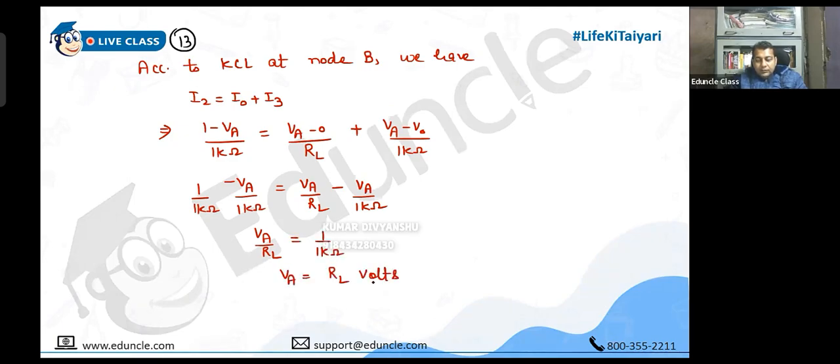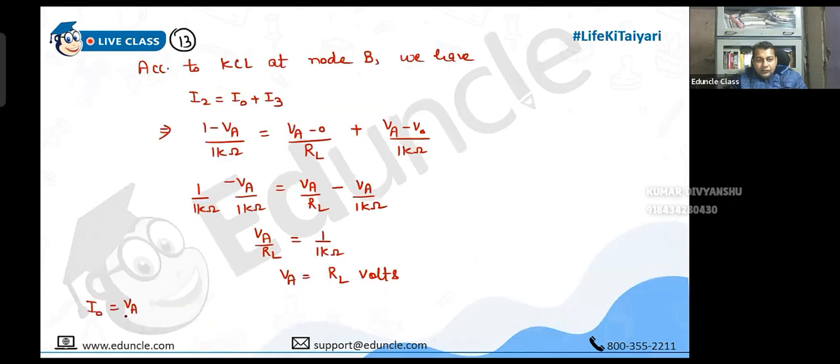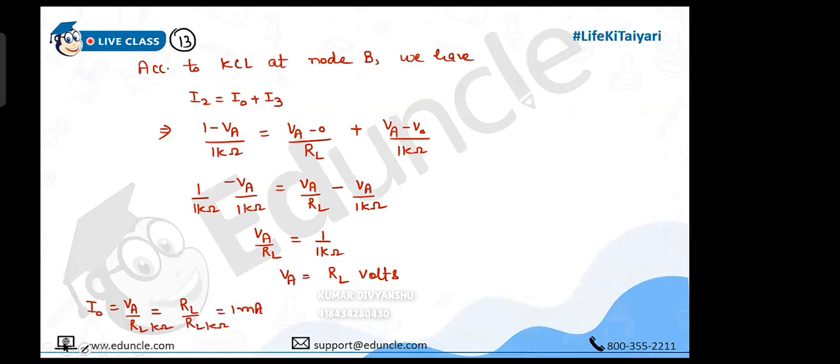RL volts. Okay. So now in option A, we are saying I naught is 1 milliampere. Actually I naught is VB by RL, no? VB means V naught by RL. So I naught is VA by RL. So VA is RL, so it is 1 milliampere as such. Correct, no? So first option is correct.